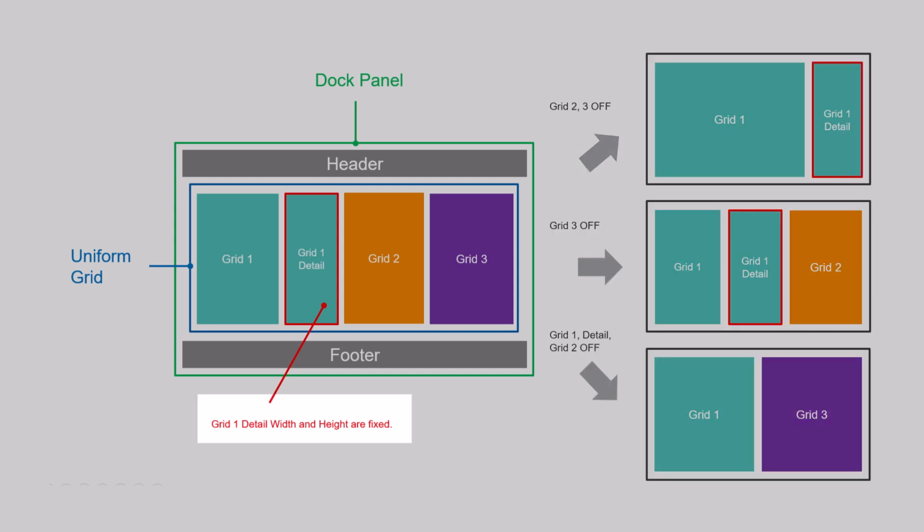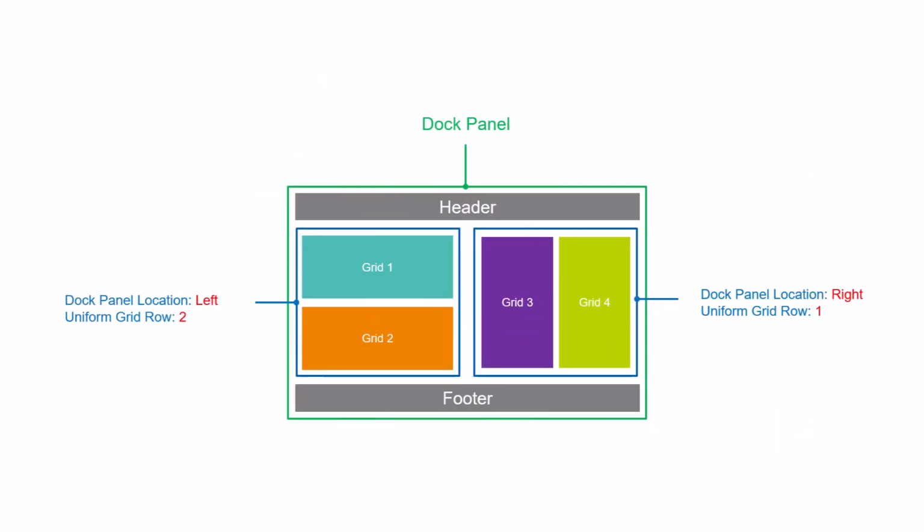By the way, if you want to avoid the layout in the grid from collapsing due to automatic scaling, set widths and heights to fixed values. In this case, the object size will remain the same even on the uniform grid. Furthermore, by placing multiple uniform grids on the dock panel and setting different values for the dock panel location, uniform grid row and column, it is possible to mix vertical and horizontal multi-screens.